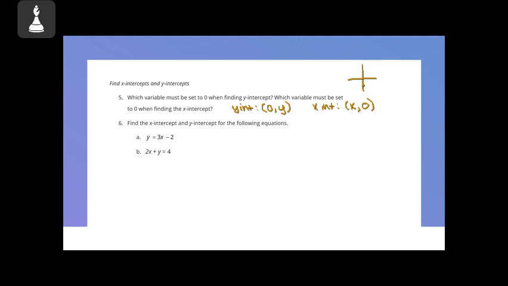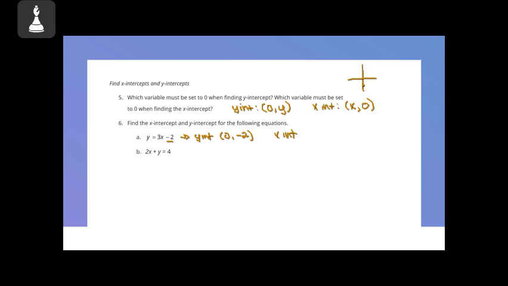So we can then look at these problems and find both the y and x-intercept. Looking at A, it's very easy to pick out the y-intercept because it's in y equals mx plus b form. So just looking at this, I can pick out the y-intercept is -2. So 0, -2. But if I want to find the x-intercept, I'm going to have to do a little bit of work. I have to solve for x when I make y 0.